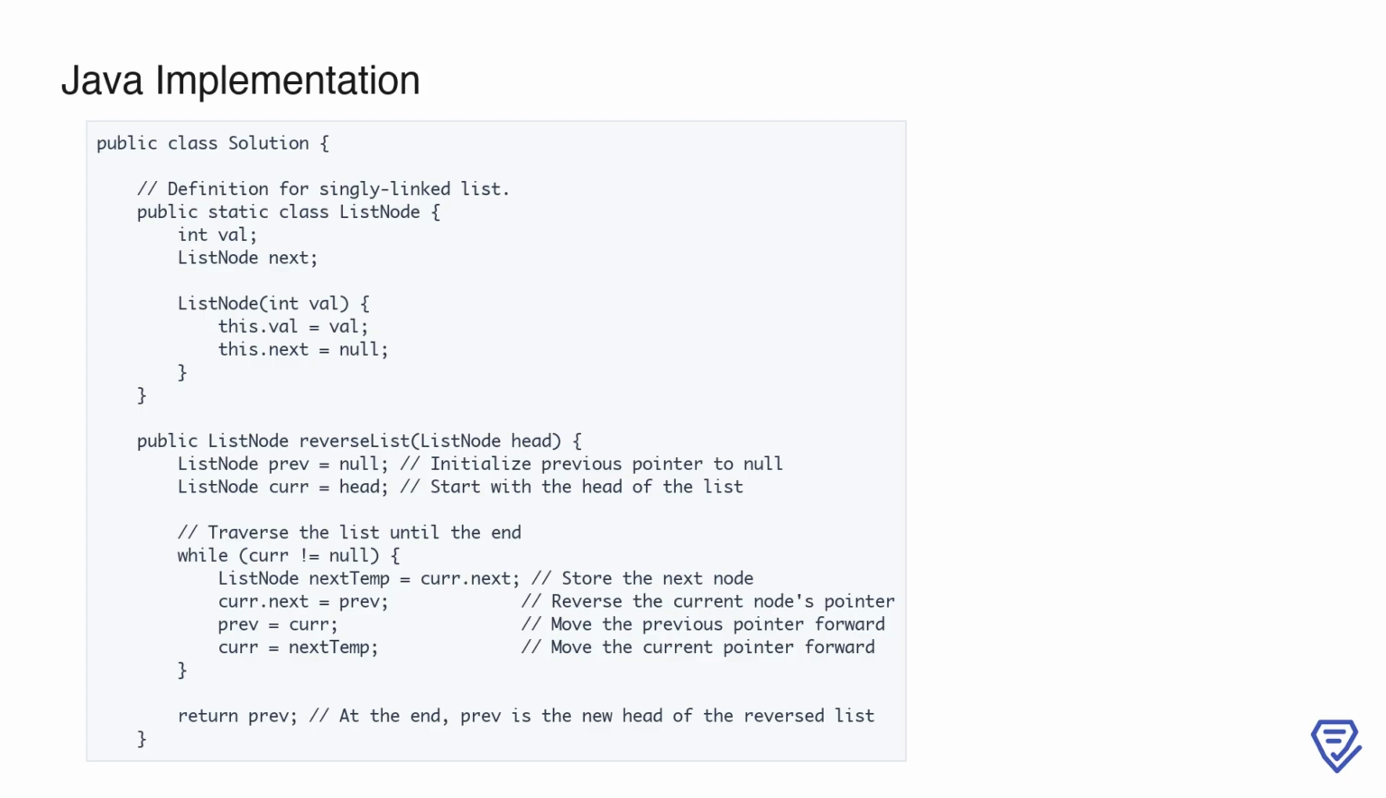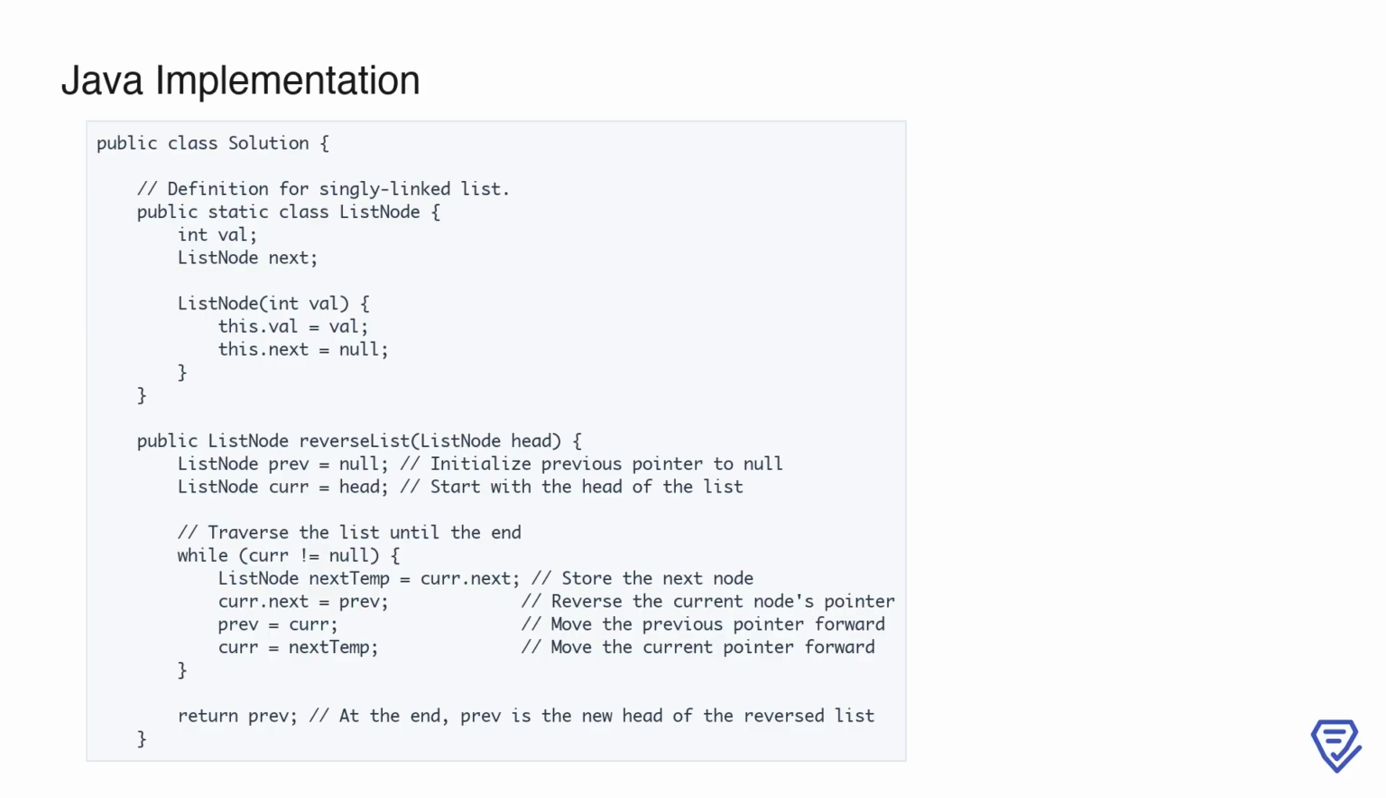Here, we have the Java implementation for reversing a singly linked list. First, we define a nested static class called ListNode, which represents the structure of a node in the linked list. Each node contains an integer value and a reference to the next node. The constructor initializes the node's value and sets the next reference to null.